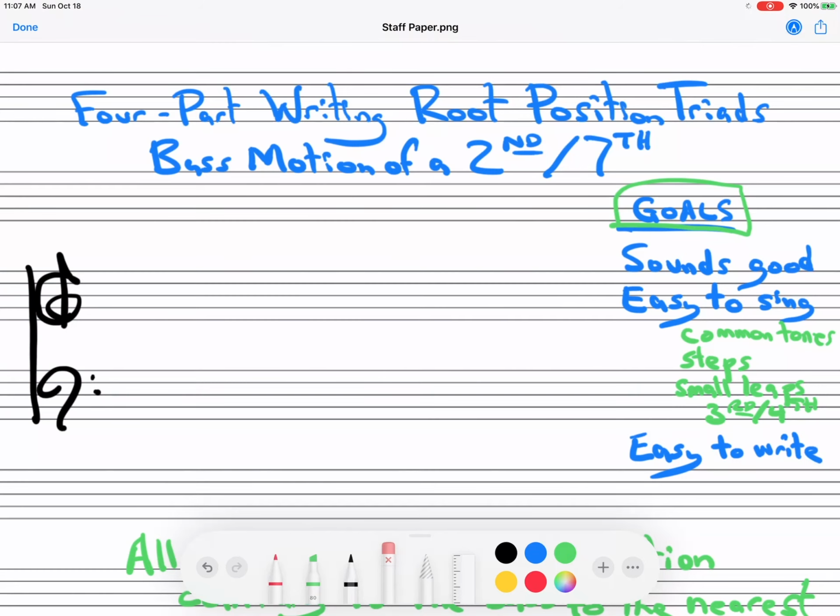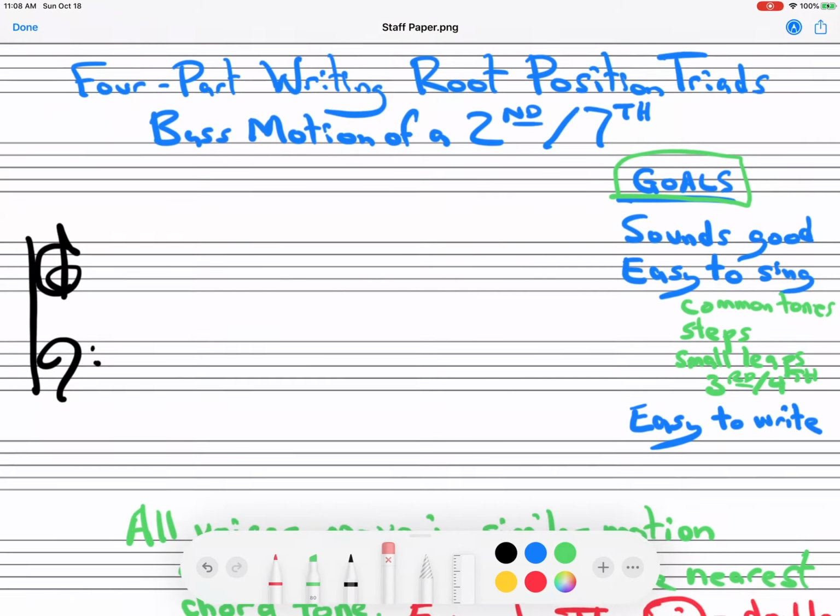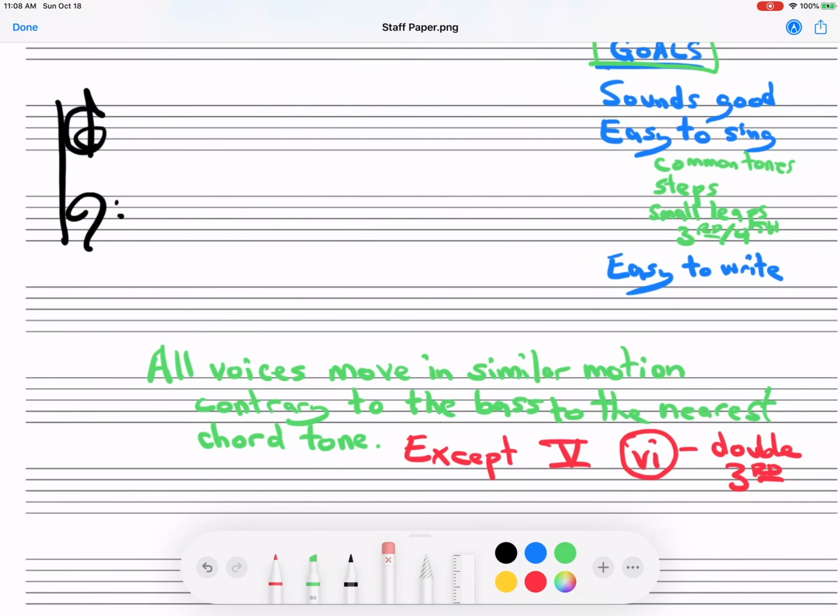In this video, I'm going to be showing you a little bit more about moving from one root position triad to the next when the bass moves by a second. This time, there is going to be an exception. We're going to break one of the guidelines here.